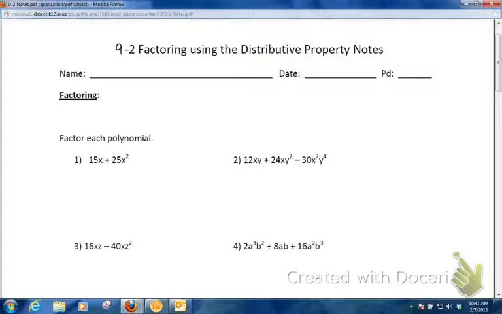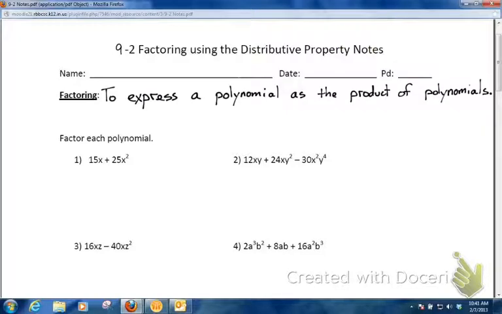So first of all, let's start with a definition of what factoring is. To factor something is to express a polynomial as the product of polynomials. So looking at example 1 there, you have a binomial, and we're going to change that so that instead of a binomial, it's going to be a polynomial times another polynomial. Okay? So looking here at example 1, this is the reason why we talked about GCF.